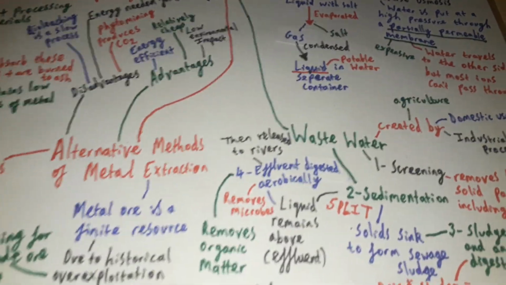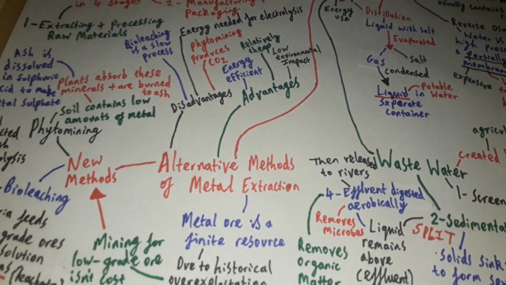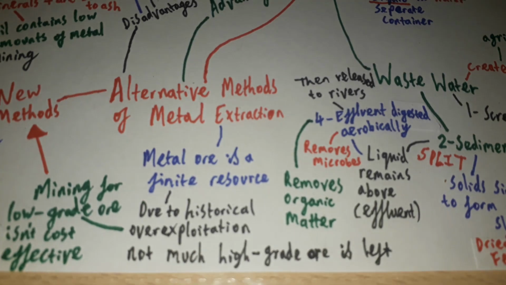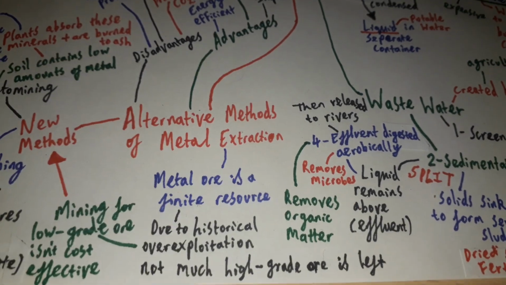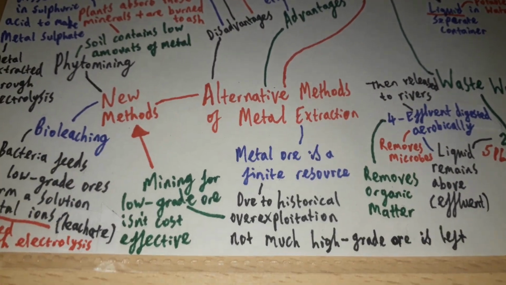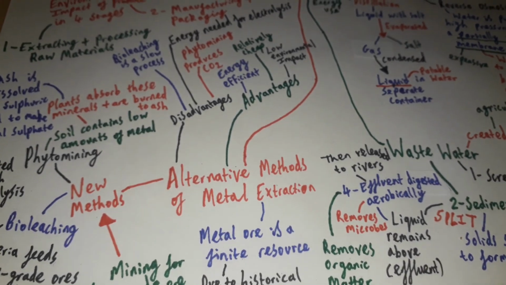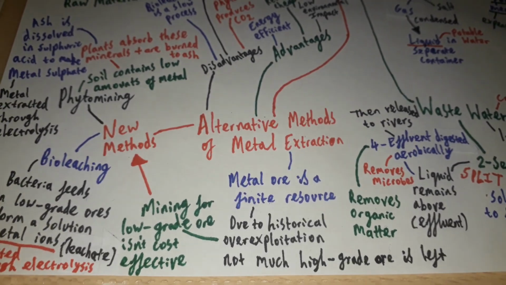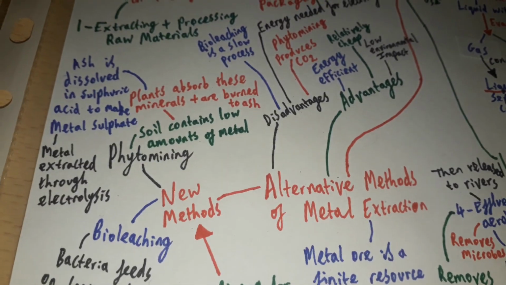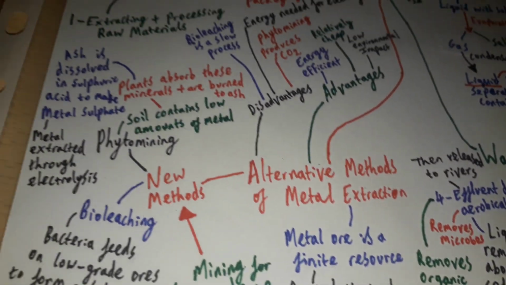So that's very useful. Next, let's look at alternative methods of metal extraction. Metal ore is a finite resource, and this is due to historical overexploitation, meaning that not much high-grade ore is left right now. Because of this, mining for low-grade ore isn't cost-effective, and that's really the only thing we've got left. So businesses don't want to mine for it because they're not making that much money off it. It's not worth businesses doing. So the new methods include bioleaching and phytomining, and that's why these have to be used.